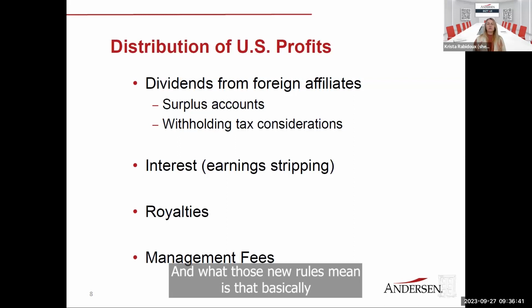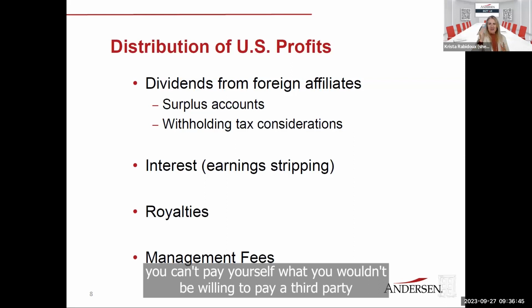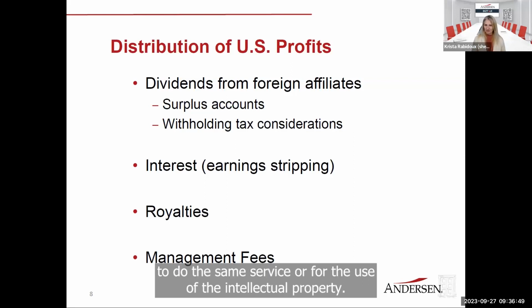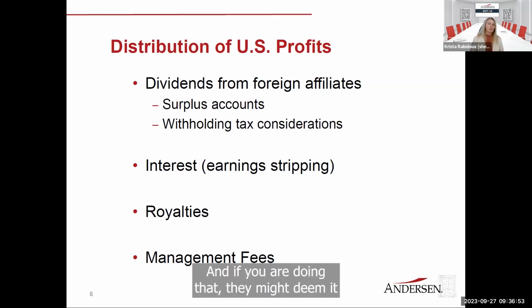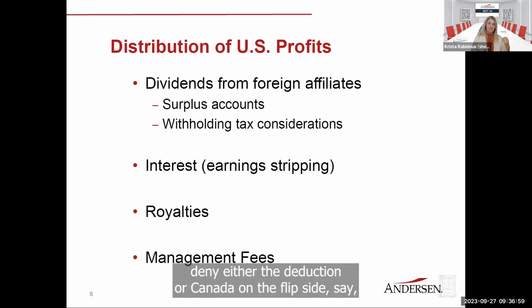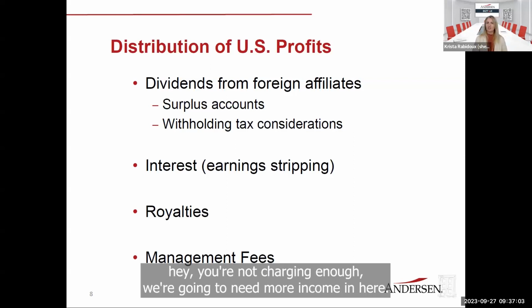And what those rules mean is that basically you can't pay yourself what you wouldn't be willing to pay a third party to do the same service or for the use of the intellectual property. And if you are doing that, they might deem it too much and deny the deduction, or Canada on the flip side might say, hey, you're not charging enough, we're going to deem more income in here.